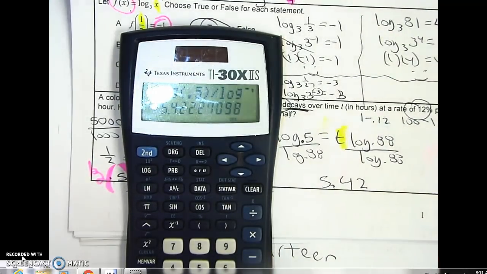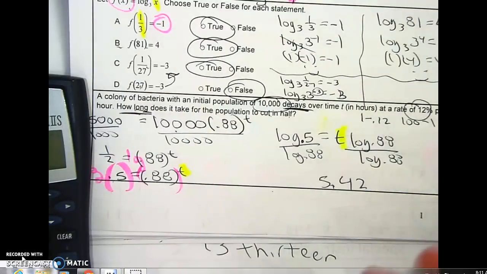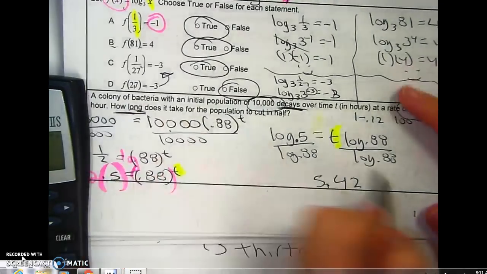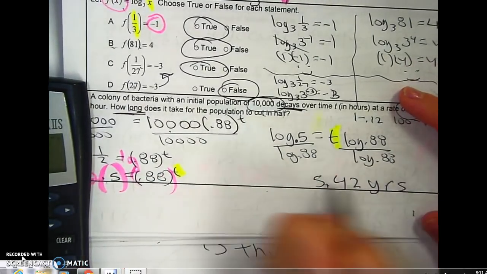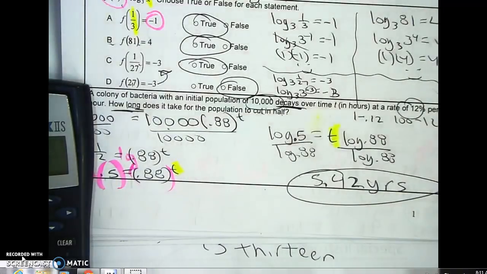Okay? But if I'm going to talk in terms of years, well, it does say how long. It doesn't say about how long. So actually on this one, that's my answer, because it says how long. I want to be clear again. If it said about how long, then you would say about 6 years. Okay? So notice the difference.